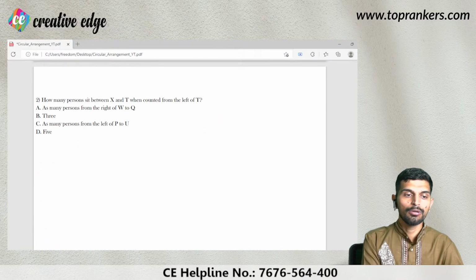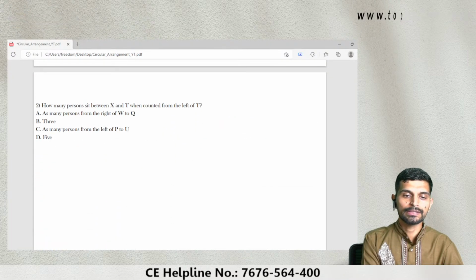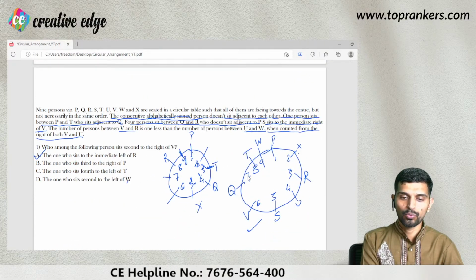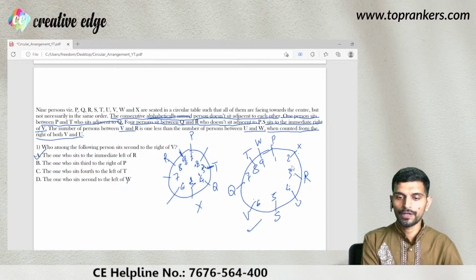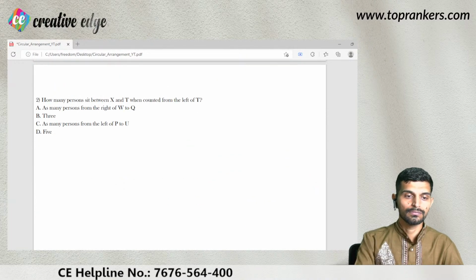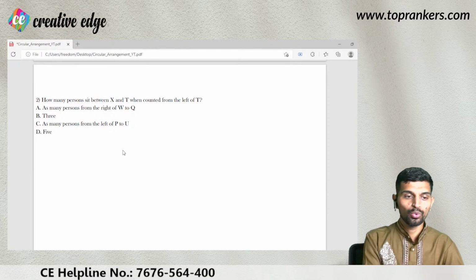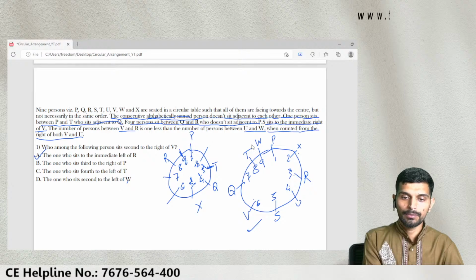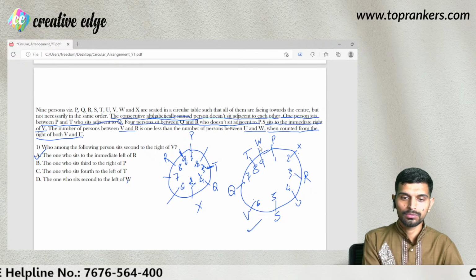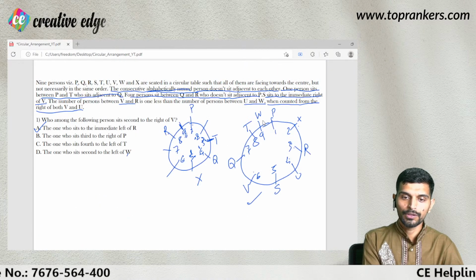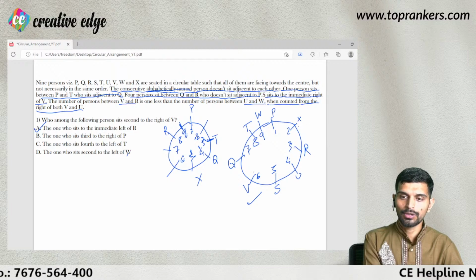Next, how many persons sit between X and T when counted from the left of T? So left of T, 1, 2, 3, 4, 5, then 6. As many as between W and Q. W and Q, 1, 2. Counted from the left of T. First, second, there are only 2 people.